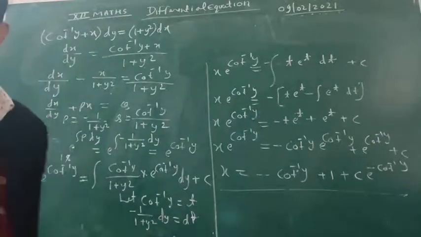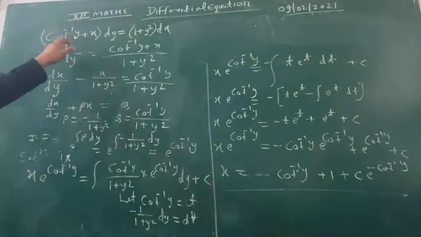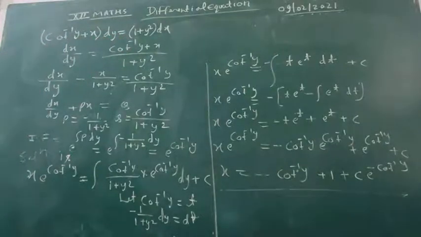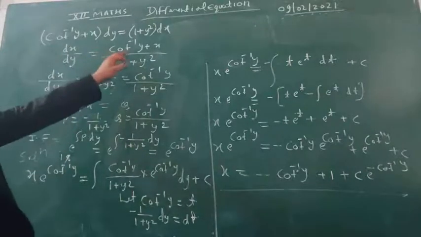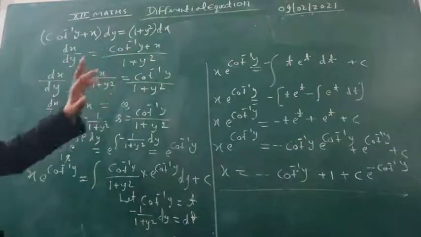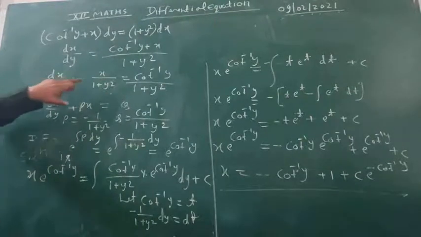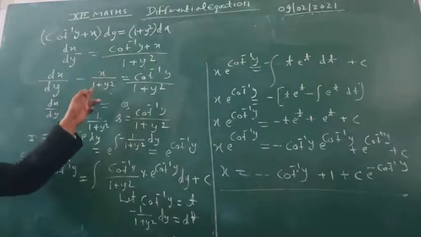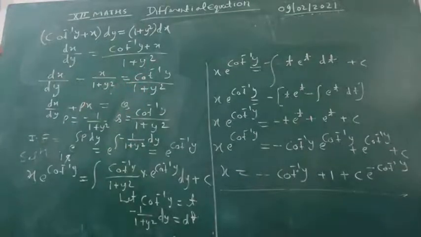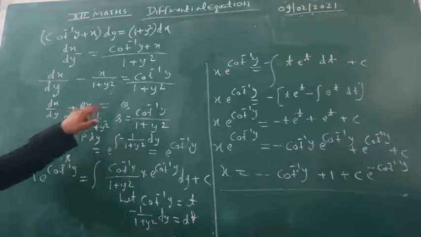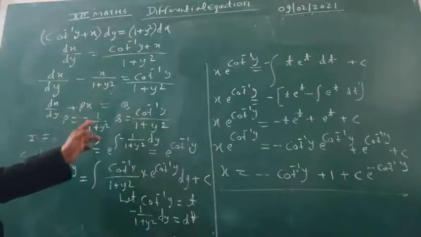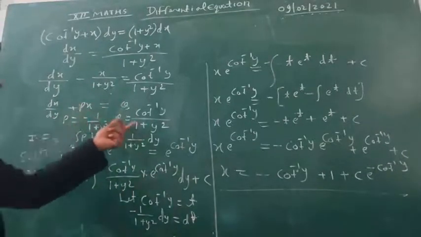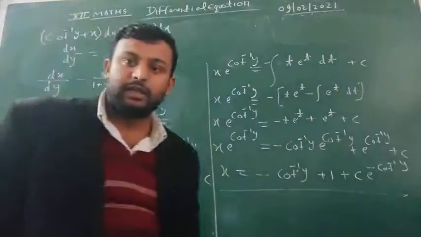So let's see once again what we have done in this question. Our question is (cot inverse y plus x) dy is (1 plus y square) dx, and dx by dy is equal to, we can write, (cot inverse y plus x) by (1 plus y square). We take this x term to the left hand side, x by (1 plus y square), and cot inverse y by (1 plus y square). Okay students, so we can write dx upon dy plus Px is equal to Q, and P is this and Q is this. When we compare with the standard equation of a linear differential equation, we get P and Q. Now after this we can find our integrating factor, students.